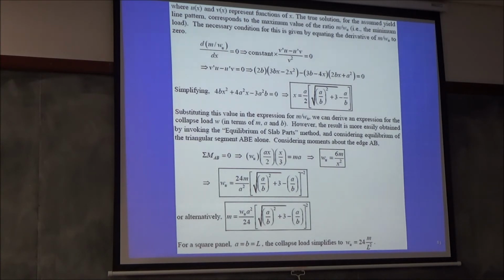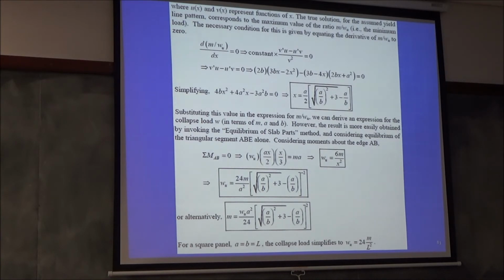Got it? And you can check that when you make this into a square, that means when A by B is equal to 1, this simplifies to W equal to the same formula for a square slab, 24 m by L squared. Got it? Interesting. The next thing to do is what happens if it is orthotropic.